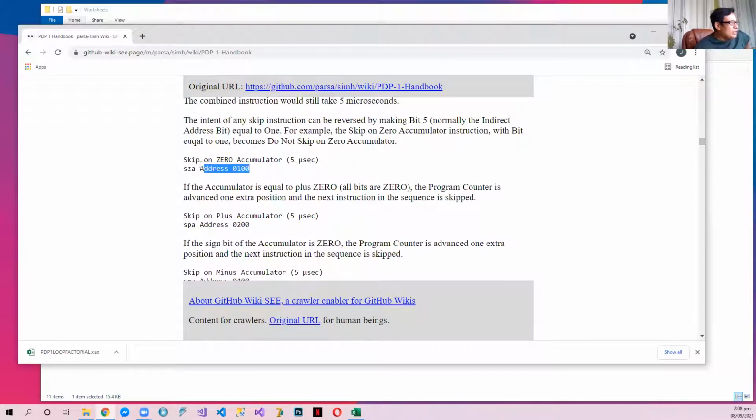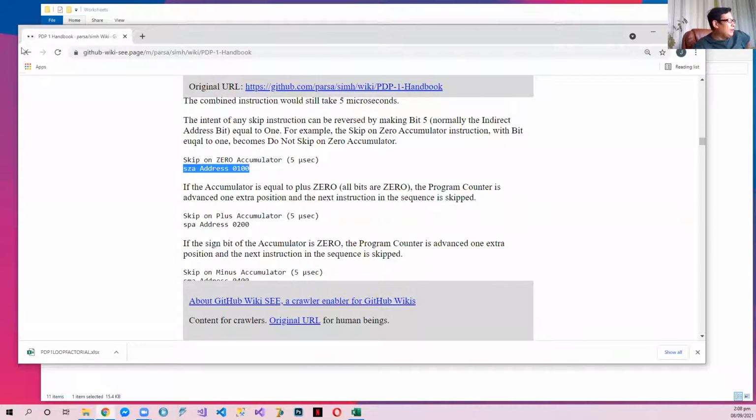So skip on zero accumulator. Do you follow? When the accumulator is zero, the program counter will advance one position. Only one position is skipped. Do you follow? Do you get my point?